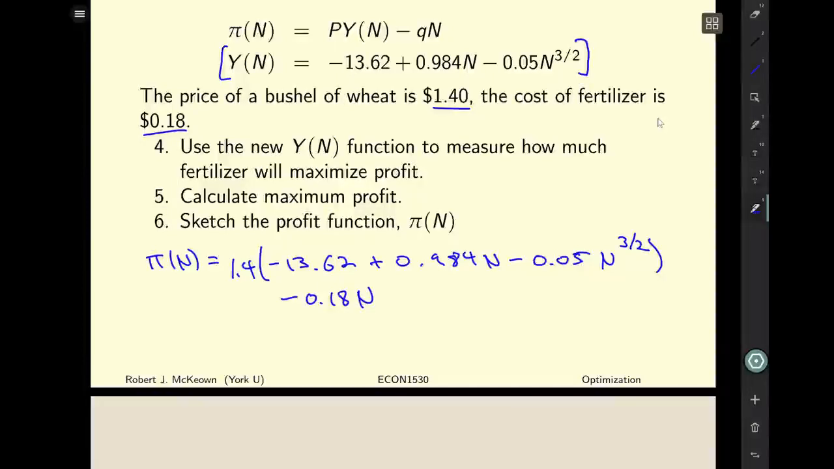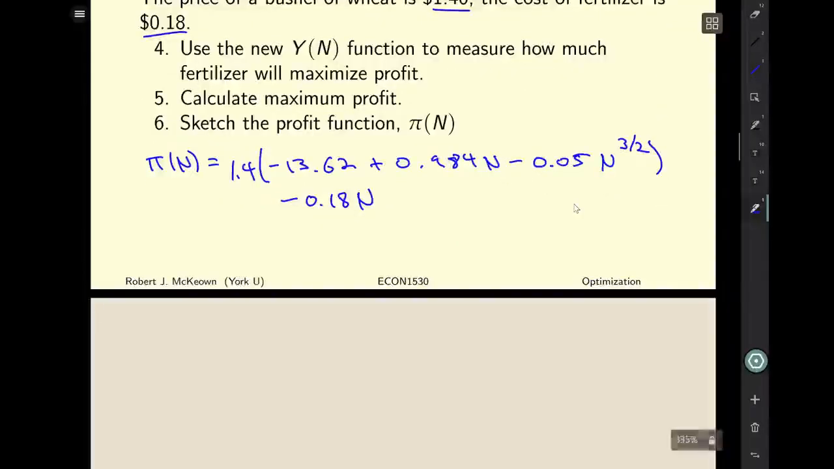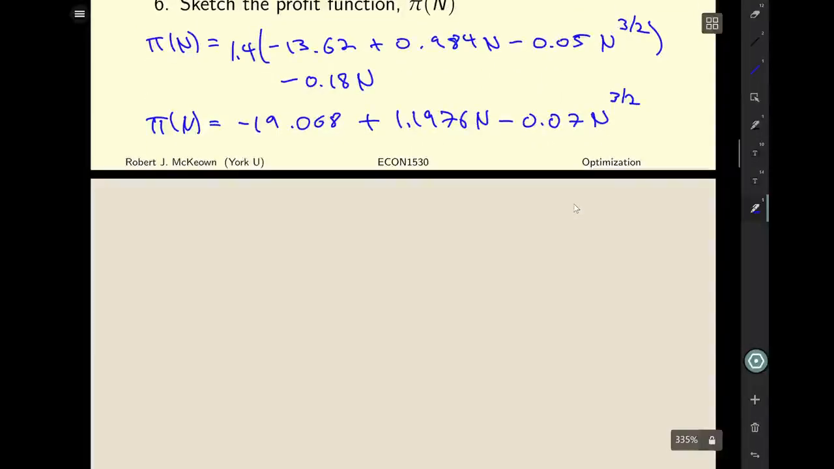We want to find the n value that is going to maximize this thing right here and give us the highest number possible for profit. Now let me simplify this just a little bit before we go any further. We're going to have negative 19.068 plus, we've got 1.4 times this number here minus this thing, and when we put that all together we get 1.1976n minus 0.7 n to the power of 1.5, or 3/2. Now we're ready to take the derivative.